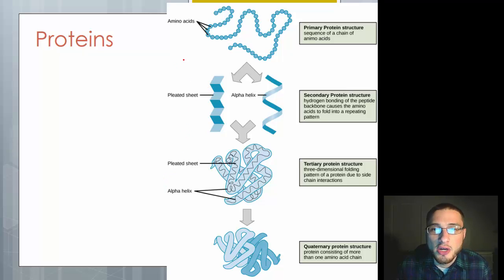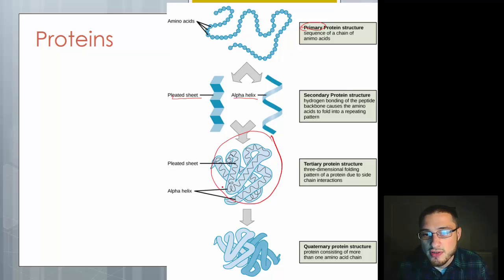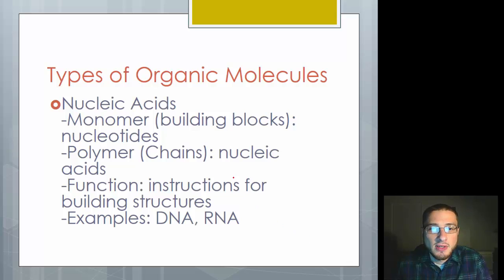Here you go. You have your amino acid chain. That's our primary. Then you have them form this secondary structure, where it's either going to be a beta pleated sheet or an alpha helix, depending on the protein. And then when you put them together, you are going to end up with this tertiary structure. This tertiary structure has both pleated sheets and alpha helixes. And then when you put all these different tertiary structures together, you're going to end up with your quaternary protein structure.